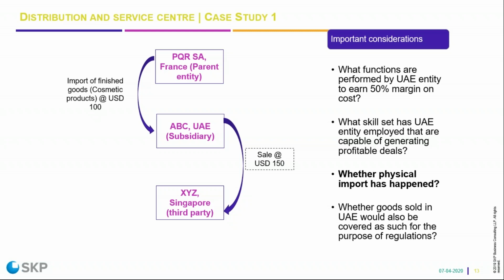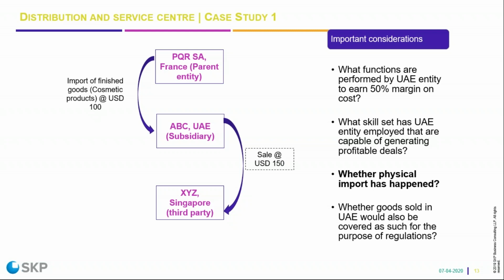Here, the first question is whether ABC UAE, a subsidiary company, is covered by the regulation. The answer is yes, since it clearly falls in the definition of distribution and service center business activity. So it is performing a relevant activity which is defined under the regulation, and therefore it is covered. Now, having known that it is covered under the regulation, what is it that it's supposed to do?